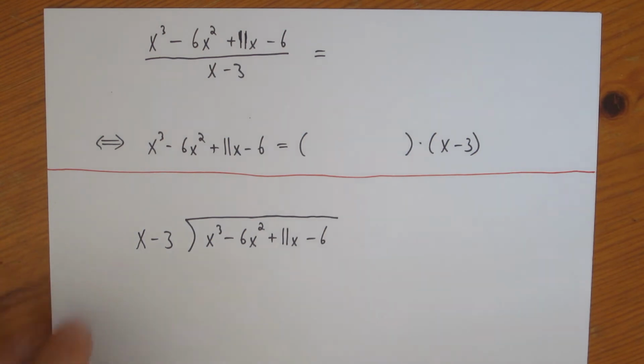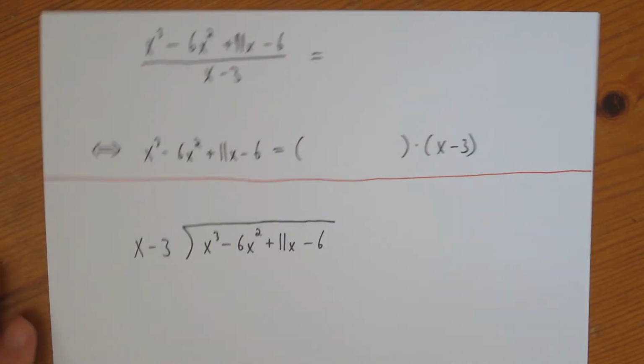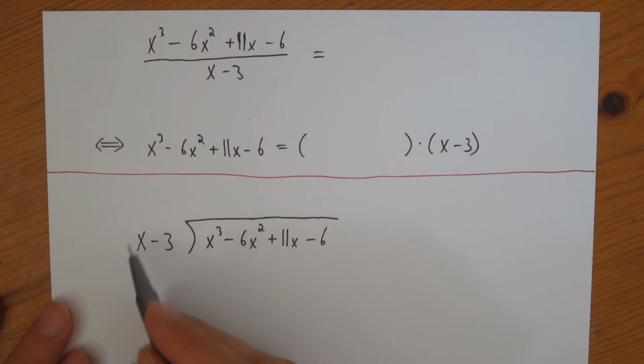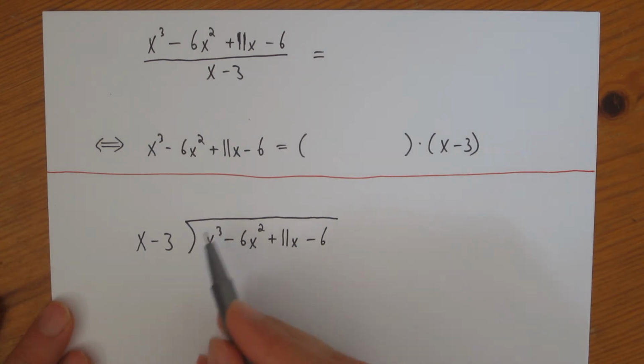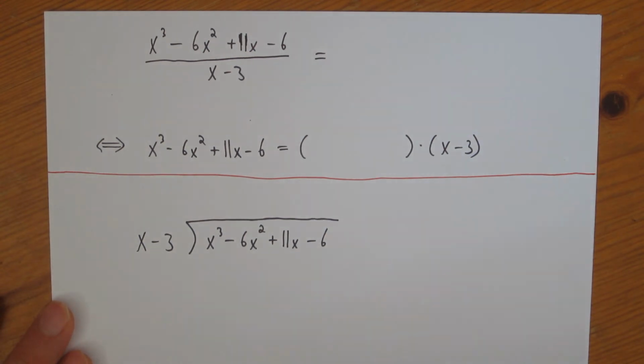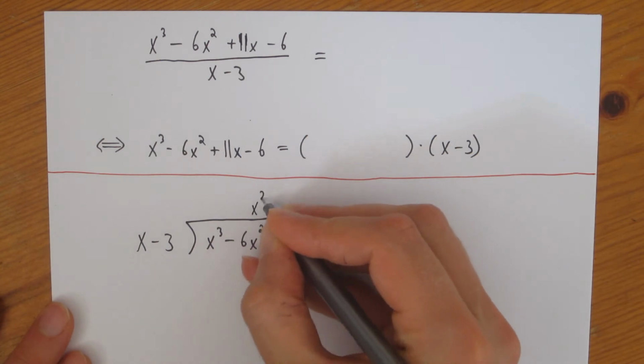And you kind of proceed in the same way as before. However, there is one difference. When you ask the question, how many times does this go into that, you only focus on the leading terms. So the first question is, how many times does x go into x cubed? X squared times. So you write x squared there.